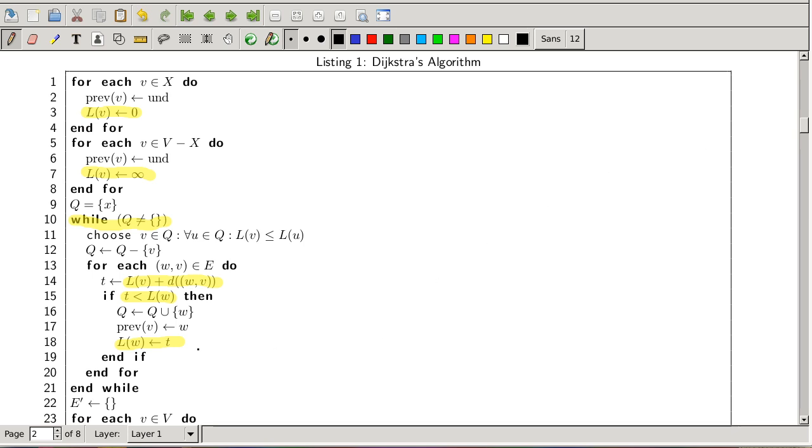Okay, so let's go to line 13 here. So line 13 is right here. It says for each W, V in E, do blah blah blah. Okay, all right. So the question is, can we re-explore the same edge twice in Dijkstra's algorithm? All right, so what do you guys think?